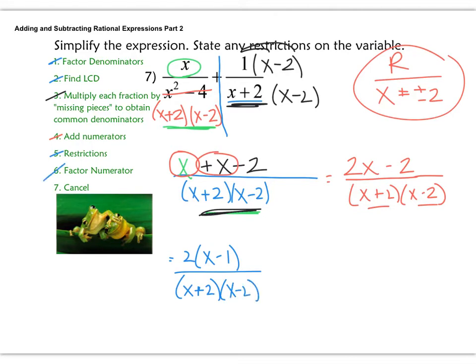And then does anything cancel? Unfortunately, no. I have an x minus 1 and x minus 2, which are not the same. So that is as far as I go. That was an equal sign. And that is it. So I had a little extra factoring in it, but unfortunately nothing canceled.